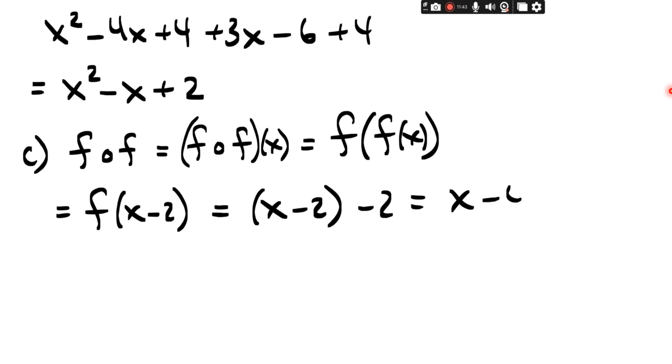Oh, okay, hold on. So if you do F twice, if you subtract 2, you subtract 2 again, and you want to write it as just one single function, that's what composition does, writing the same thing as one single function, it becomes x minus 4. That made sense a bit there.